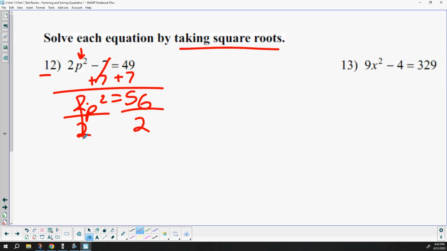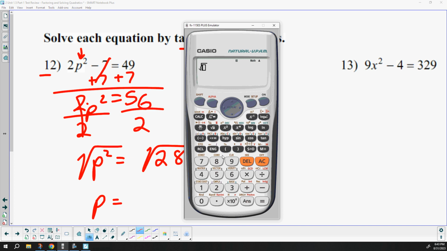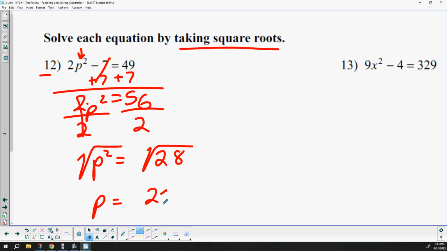P squared, 56 divided by 2 is 28. Remember, take the square root. P equals root 28. Remember, in case you've forgotten, you can still plug that in your Casio, and it'll simplify for you. 2 root 7. Plus minus. Do not forget the plus minus.